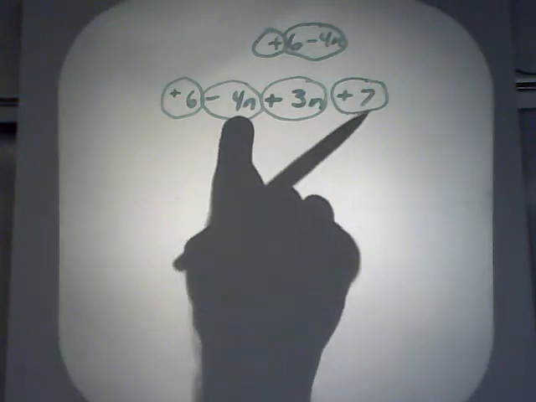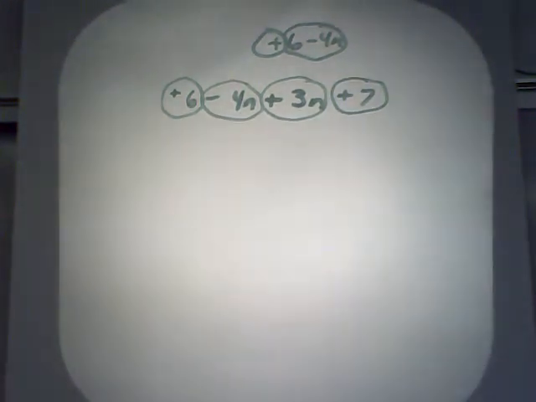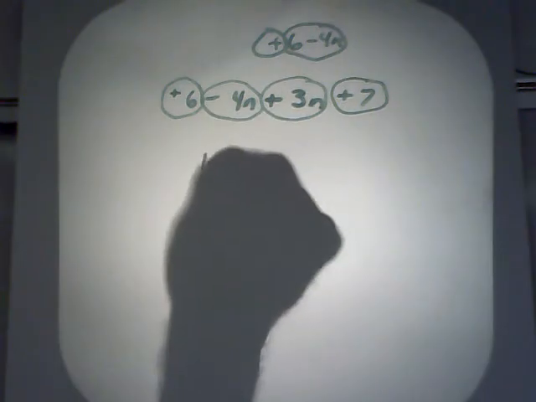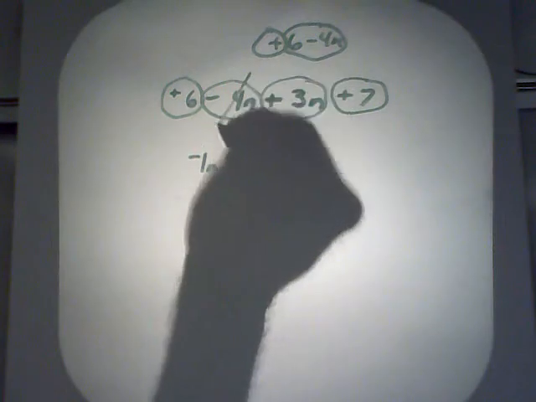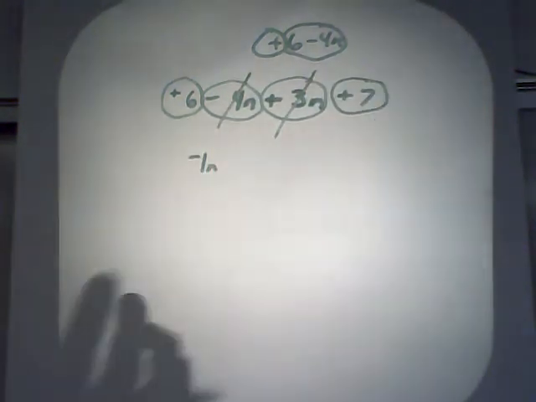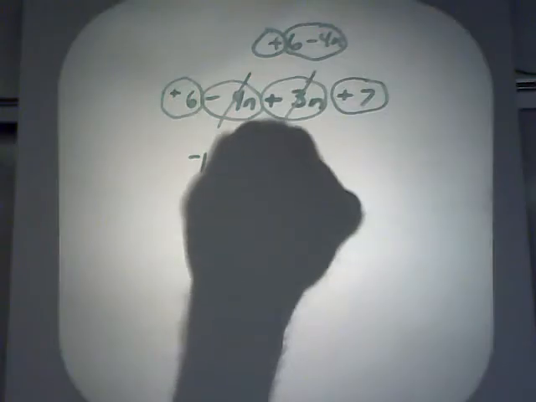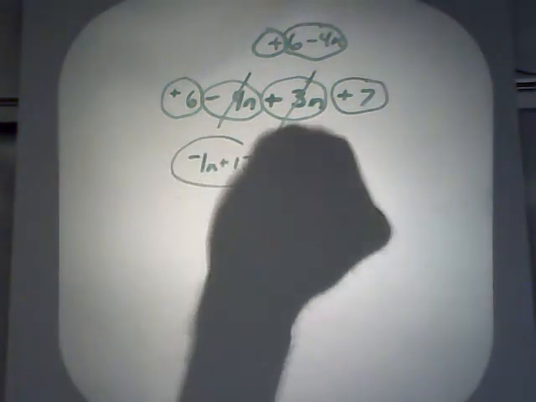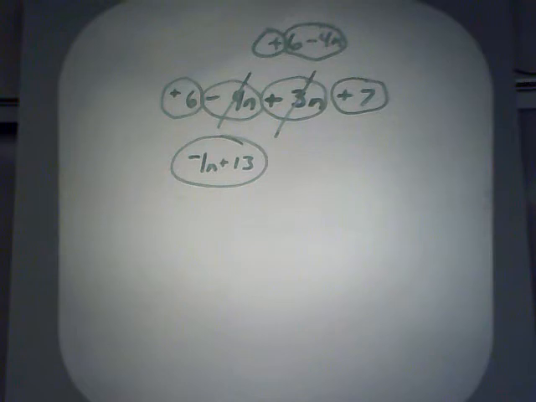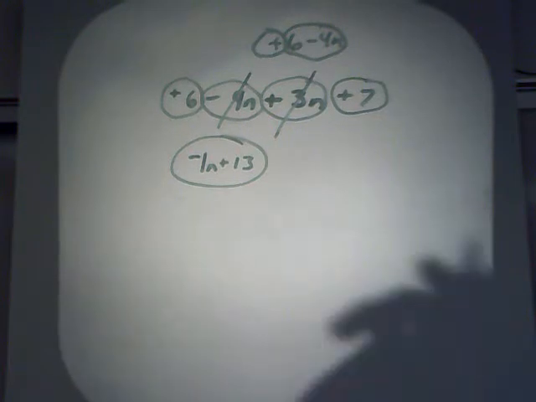Okay, so here we go. I got a negative 4n and a positive 3n. My signs are different. What do? Subtract. Keep the sign of the bigger looking number. Negative 1n. I got 6 and 7. Signs are the same, so add. Keep the sign of the bigger looking number, and it's a positive 13. So I got negative 1n plus 13. Negative 1n plus 13.